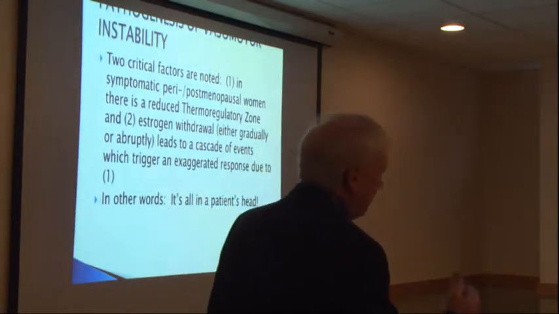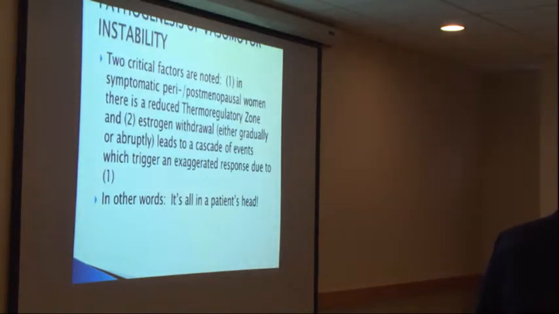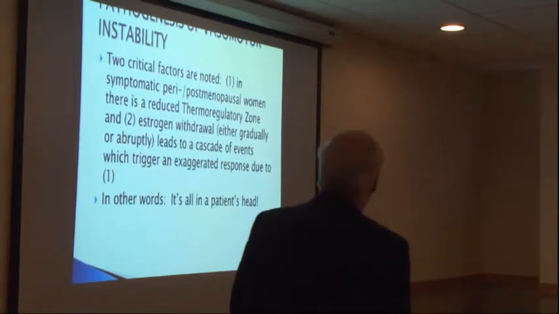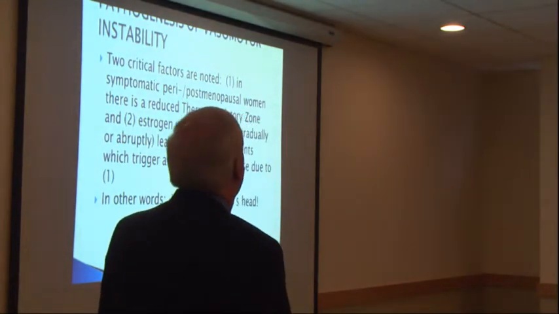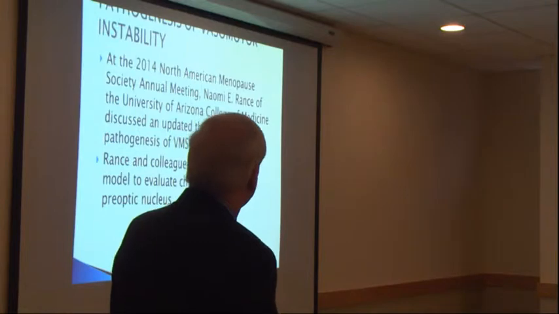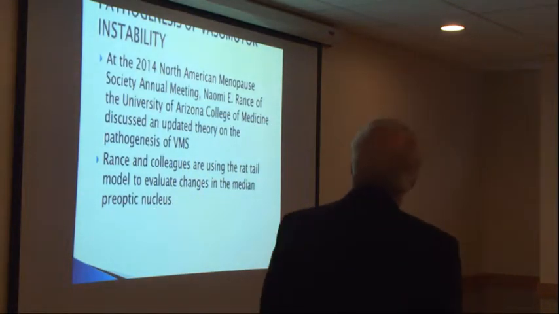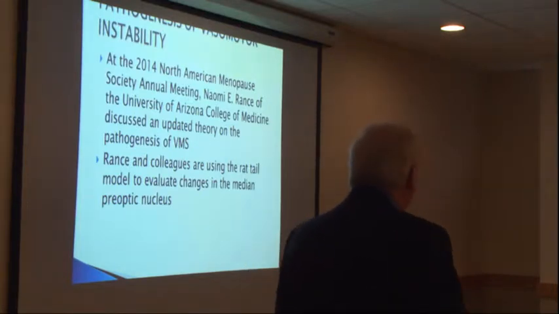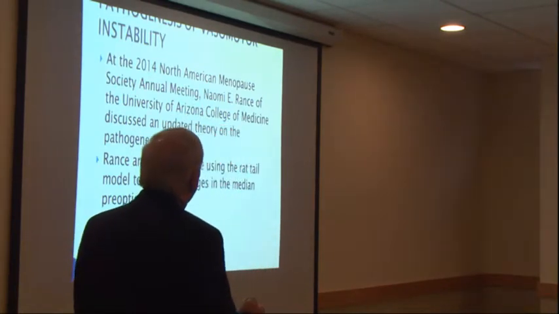Second, when there is a lack of estrogen, the symptomatic women, the ones that are going to have 100 hot flashes a week, have some exaggerated response. But it is in the preoptic area of the hypothalamus. Last year at NAMS, Naomi Rance gave a very fine lecture on her hypothesis. So the next couple of slides are looking at their hypothesis of how this is going on.